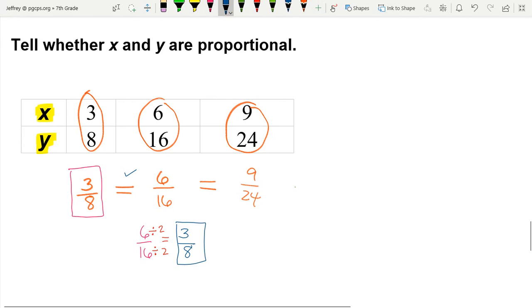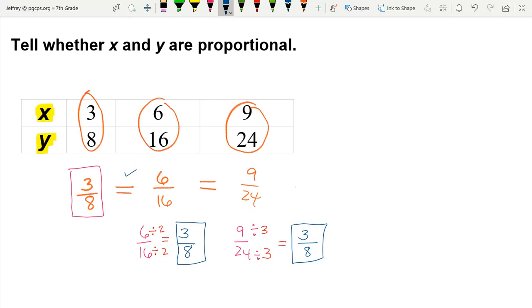How about the third one? We've got 9/24. What number can you evenly divide into 9 and 24? We know that it's going to be 3. So 9 divided by 3 will give you 3, and 24 divided by 3 will give you 8. So just simplifying your ratios, the values of the ratios, you already know that the values in the table are the same. Now, can we use cross products for this case? Yes, we can.